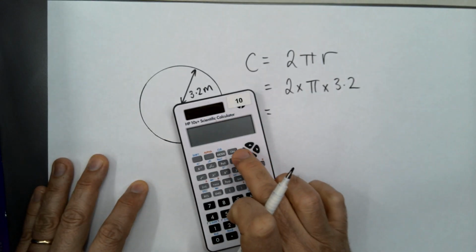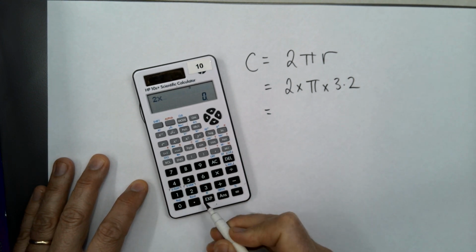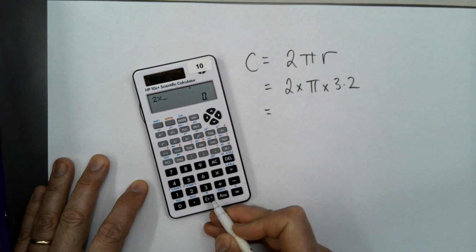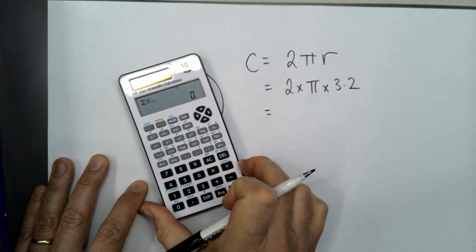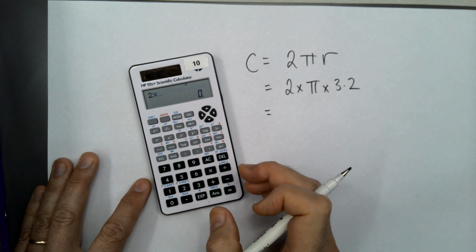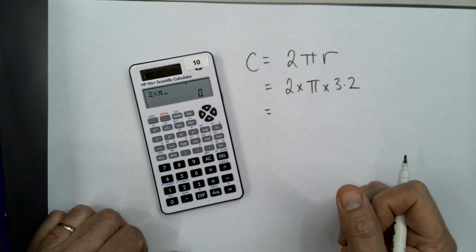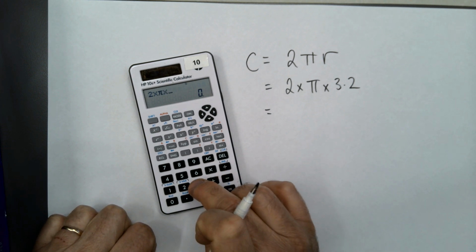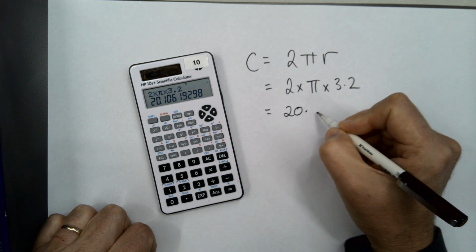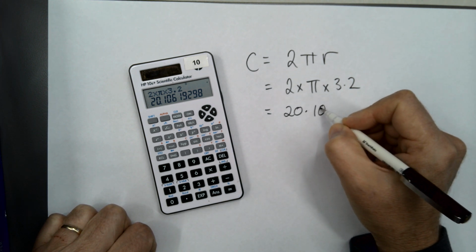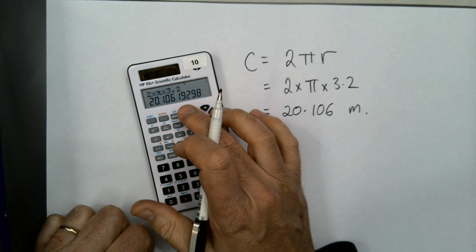Now, you get your magic buttons. So it's 2 times. Depending on your calculator, this one here, I'll just put it up there. Look at that, you've got the little pi above that EXP button. Depending on the brand, it's good to know where the pi button is. If I go shift pi, times 3.2, it'll give you 20.106 meters.